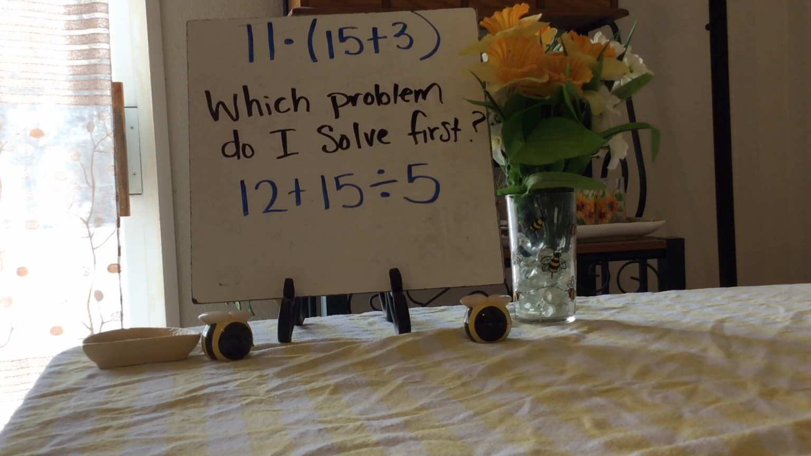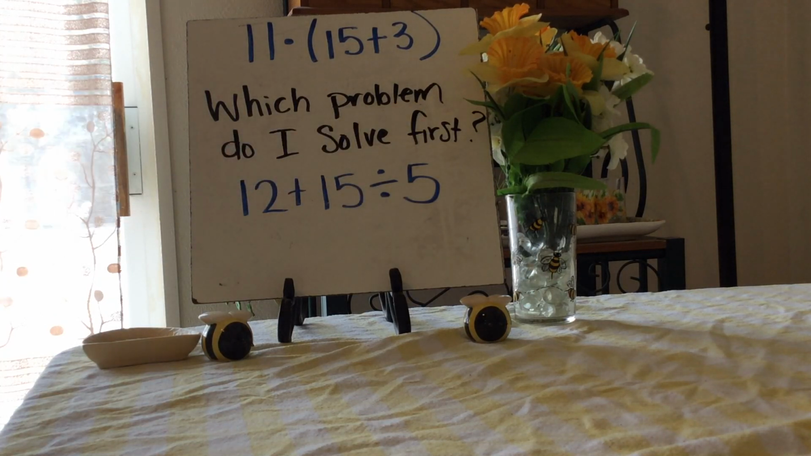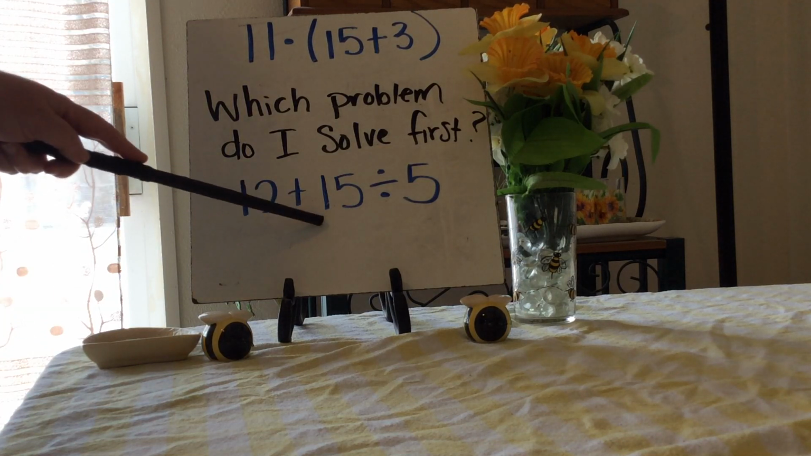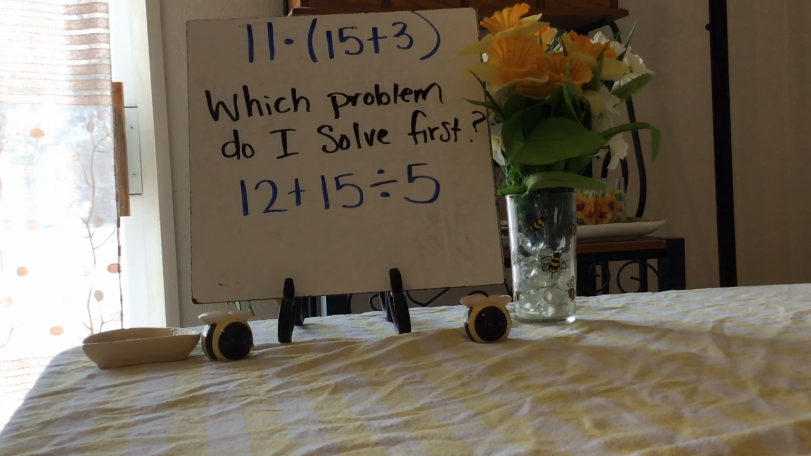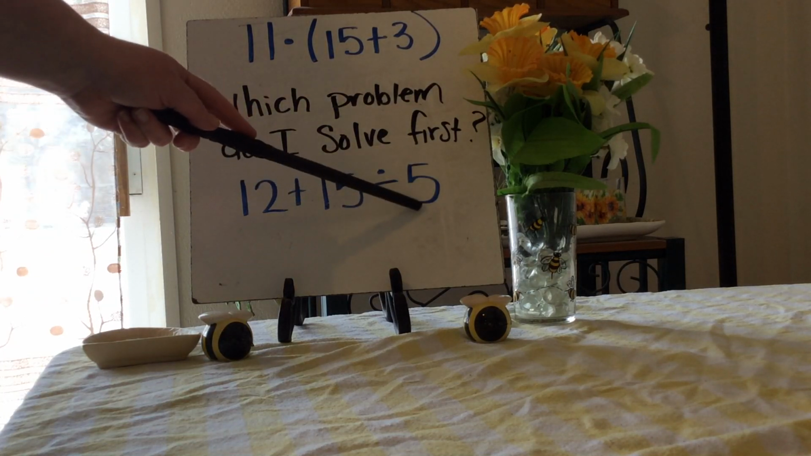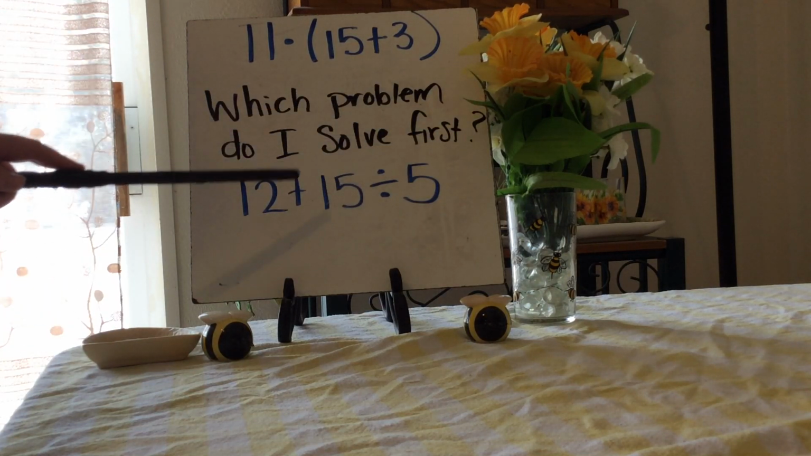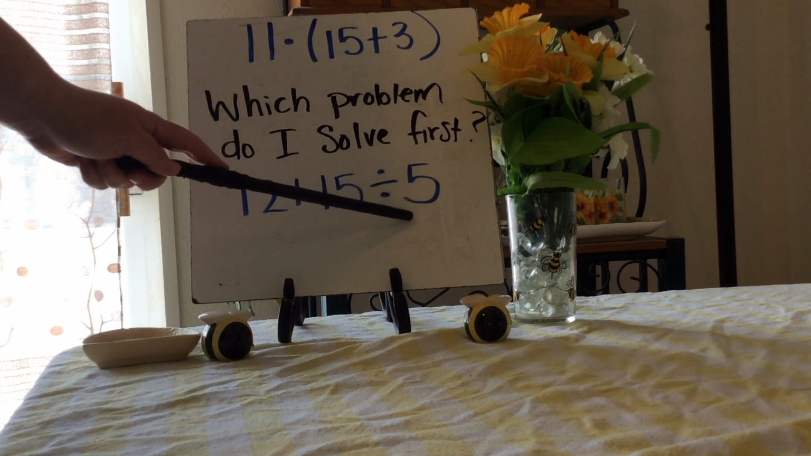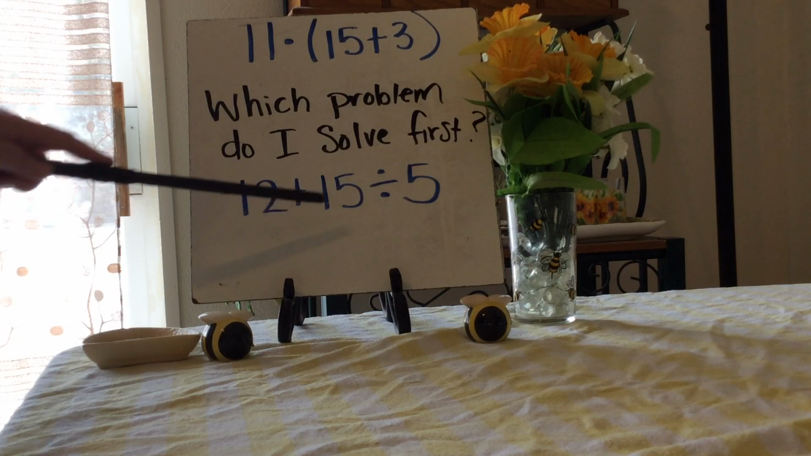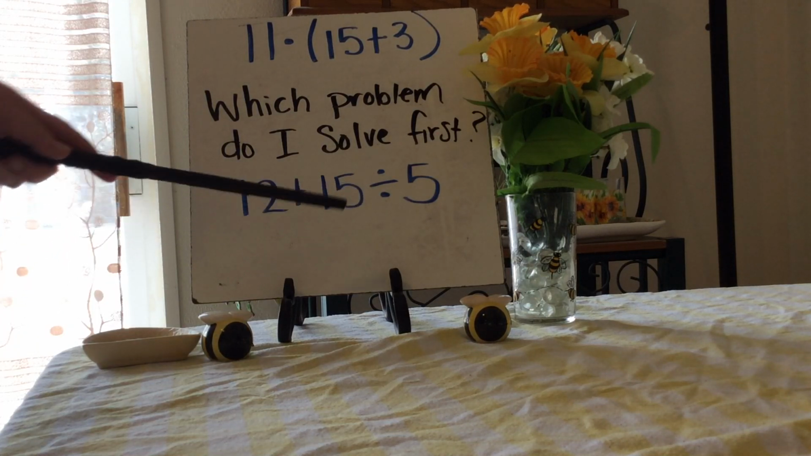Let's look at another one. The next one says 12 plus 15 divided by 5. Would I say 12 plus 15 first? Or would I say 15 divided by 5 first? If you said 15 divided by 5 first, you're correct because multiplication and division come before addition and subtraction. So I would say 15 divided by 5, which is 3. Then I could say 12 plus 3. Then I would know my answer is 15.